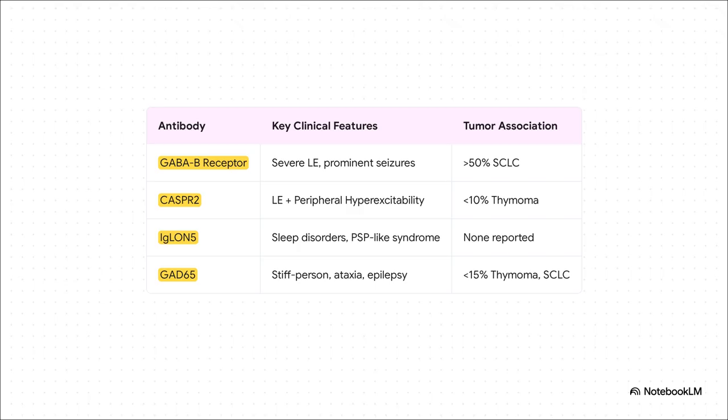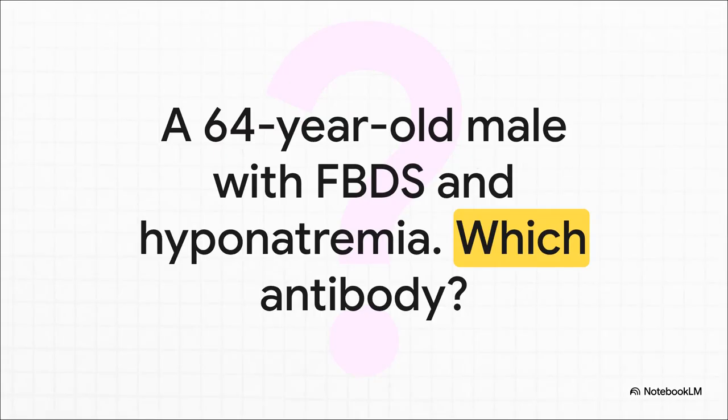And finally, anti-GAD65 is famous for causing stiff person syndrome, but it can also cause tough-to-treat epilepsy and cerebellar ataxia. It's often linked to other autoimmune diseases, especially type 1 diabetes, so you should always check the patient's history for that.